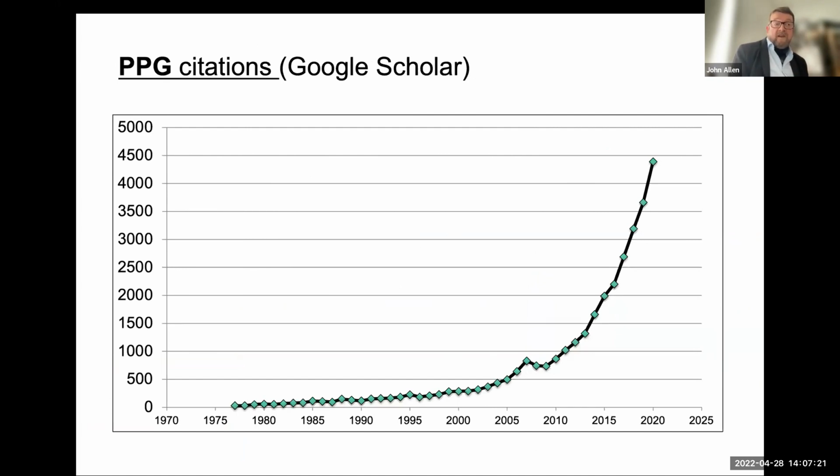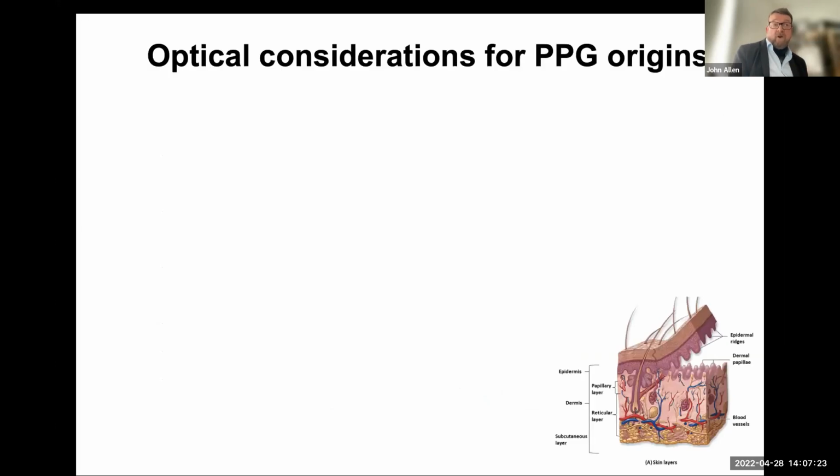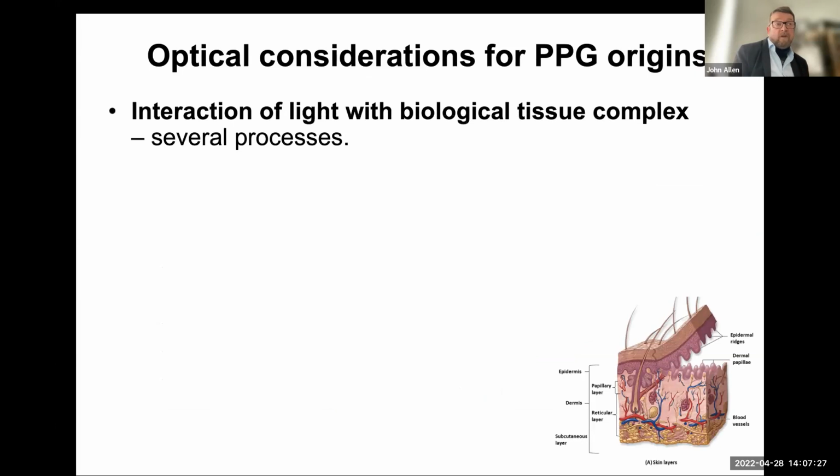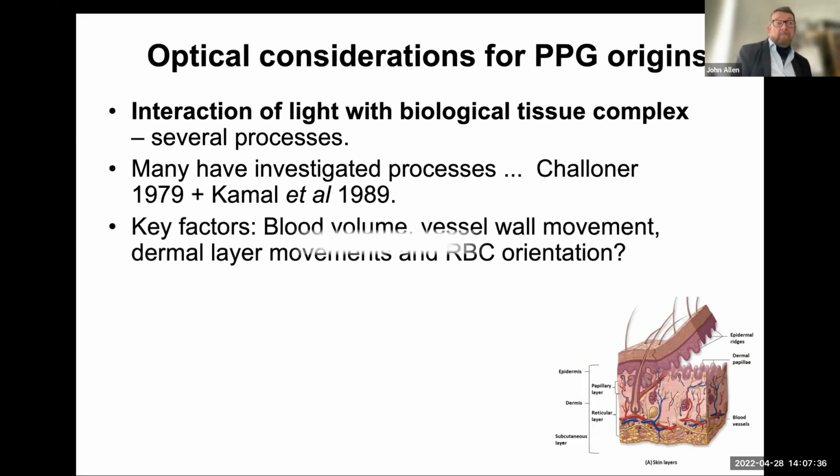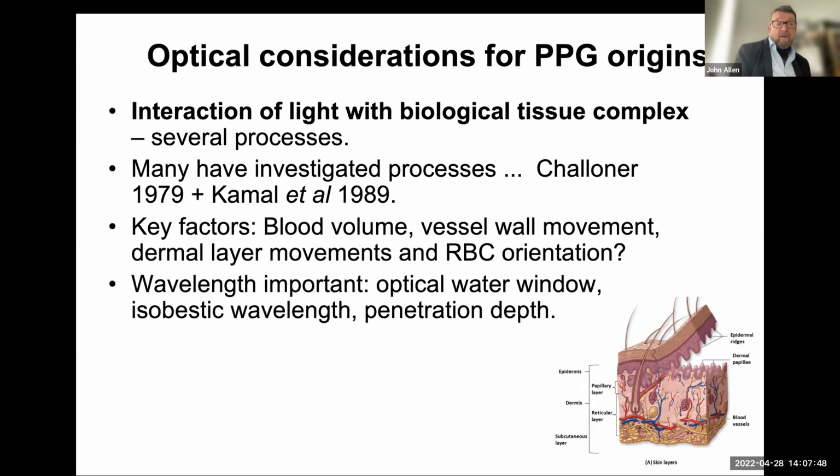For such a simple technique, it is quite complicated when you look at the optics and how the light interacts with tissue. It's complex, and there are several processes going on, and many have investigated them; there are a couple of references there. The key factors appear to be blood volume changes, vessel wall movement, dermal layer movements, and red blood cell orientation, and probably a mixture of these.